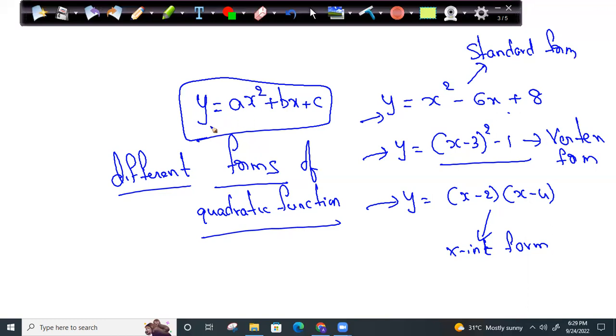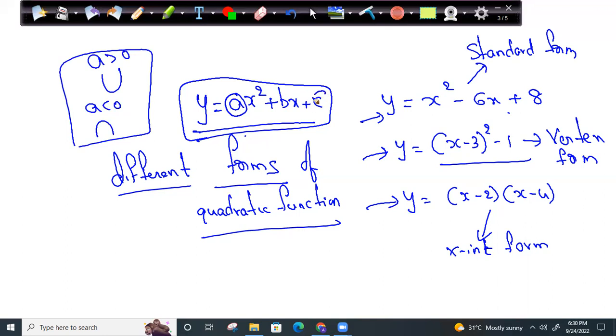Just to recap, if something is given in standard form, what can I make out? I'll see the coefficient of x square, that is a. If it is positive, the parabola opens upwards. If that is negative, the parabola opens downwards. That's the first point. c gives me the y-intercept, because when I put x equal to 0, I get y as c. And I also discussed how to find x-intercepts. Now, let me come to the next form, the vertex form.